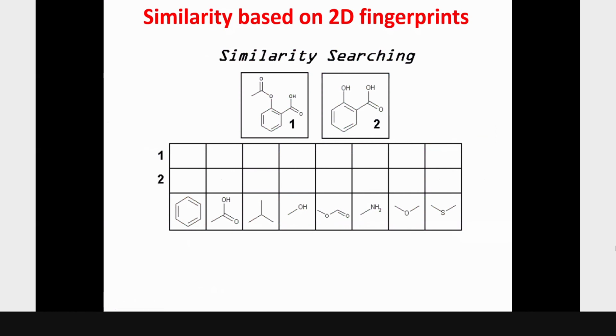Okay. Just try this example. Similarity search for compound number 1 and 2. Create this table for these different 8 fragments and tell me what will be the value of SAB. SAB is C divided by A plus B minus C. Tell me in 1 minute.